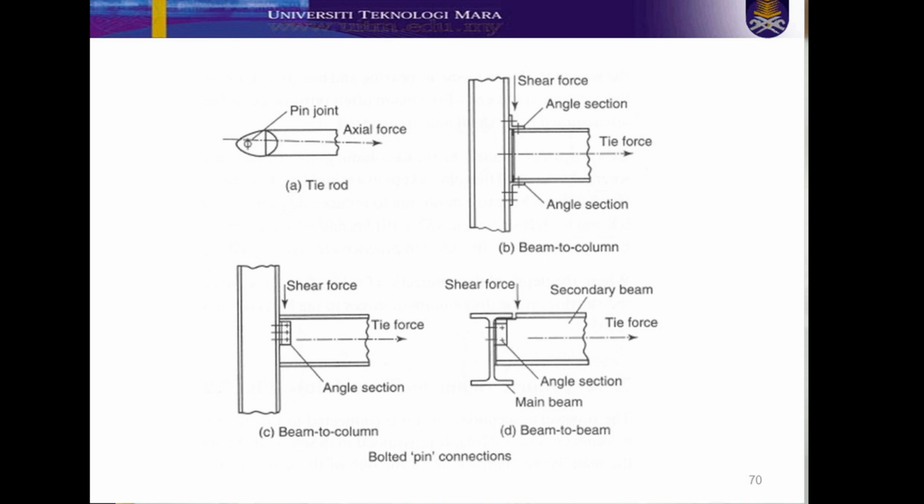And if you look at figure C, you can have a short call of what we have, pin connection or fin plate connections. Also for bolted pin connections, you can have shear force and tie force acting together. And D is showing the beam to column connections, where you have the angle sections connecting the beam to the column, and this usually happens for secondary beams.